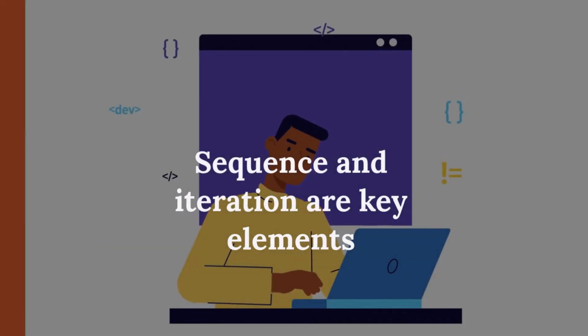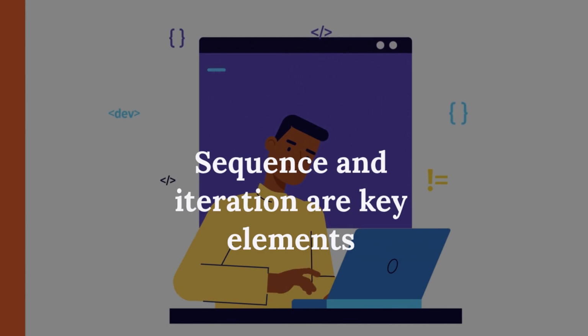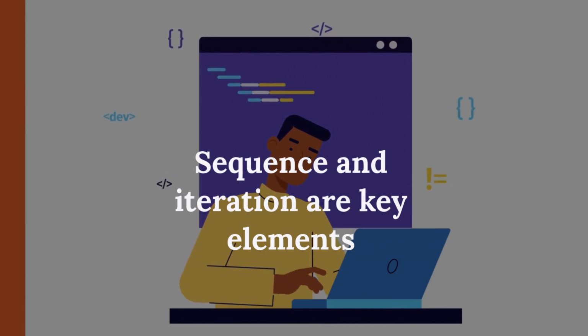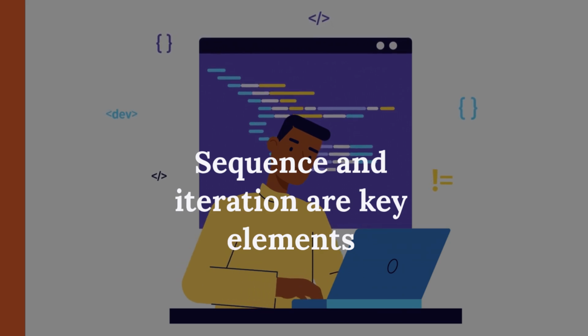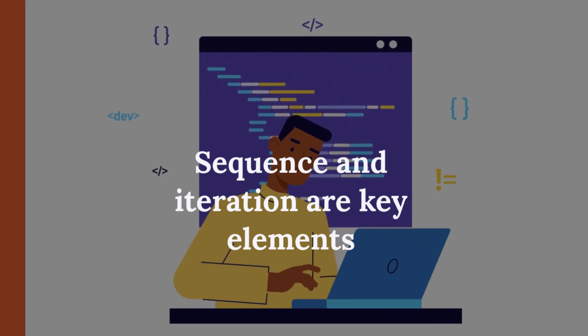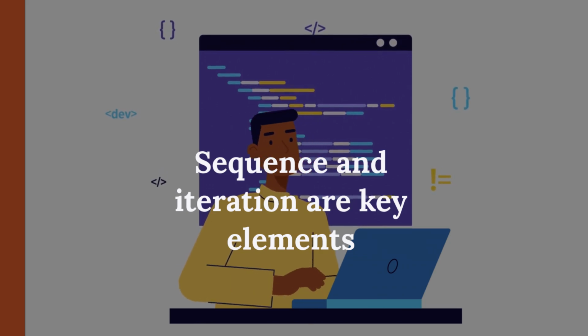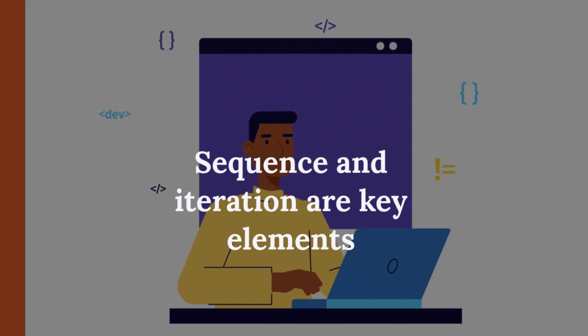Sequence, selection, and iteration are key elements. Instructions are executed in a defined order. Conditions decide between alternative actions. Loops repeat actions as needed. Variables store and manipulate data effectively.